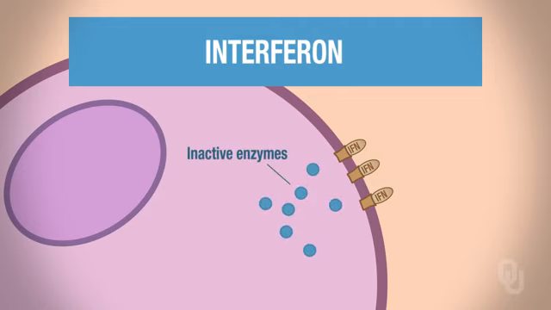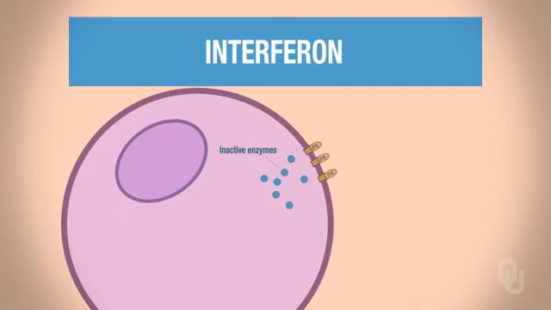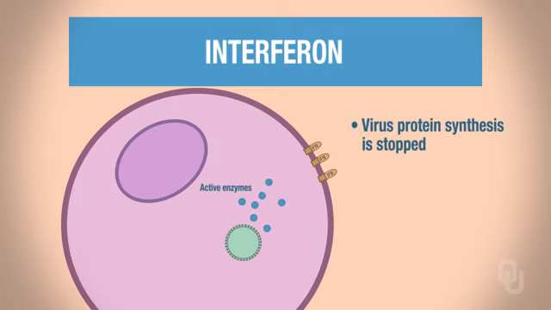So basically, this cell is just waiting. It's waiting to be invaded by a virus. Because what these enzymes will do once they become activated is they will break down viral messenger RNA and they'll inhibit protein synthesis. Now, here comes our virus. It invades this cell. So those inactive enzymes are now active enzymes. We're going to stop protein synthesis of the virus.